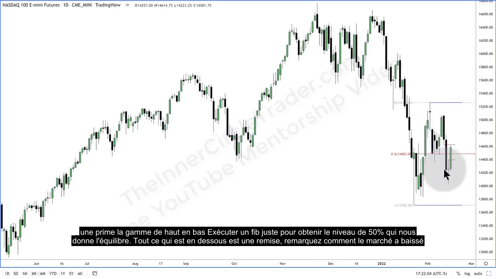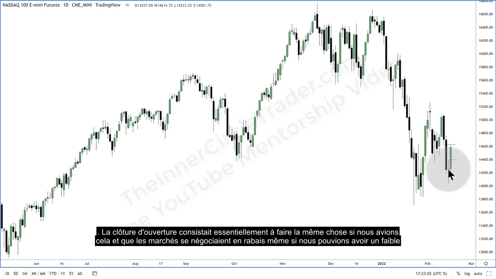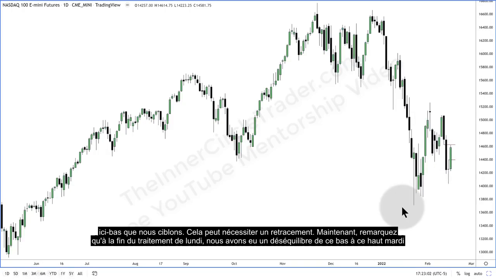Notice how the market traded down on Monday into a deep discount, but did not take out these lows over here. But look how we closed on Monday. We had an indecisive candle. The body was basically absent. The open and close was essentially the same thing. If we have that and the market's trading down into a discount, even though we might have a low down here that we're targeting, this may require a retracement.